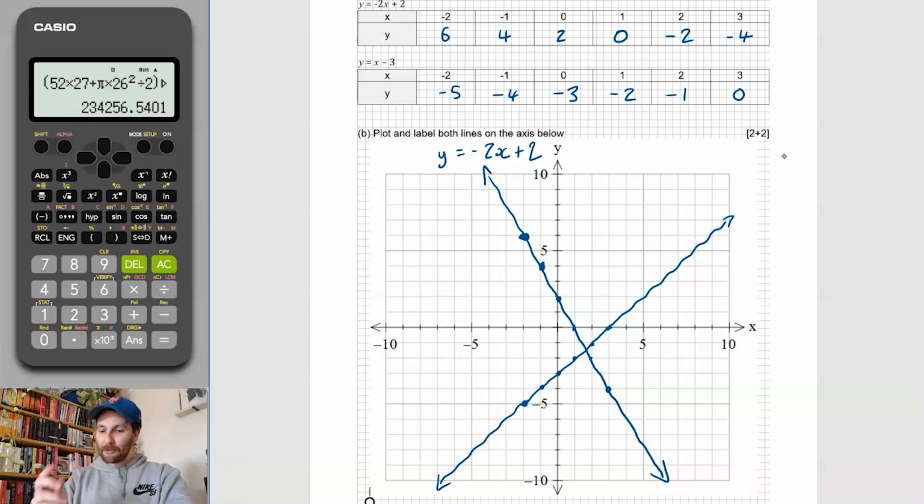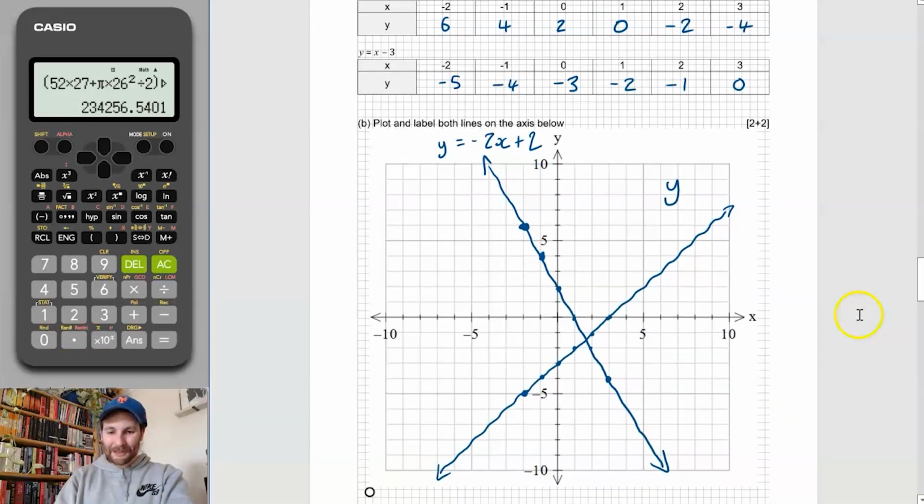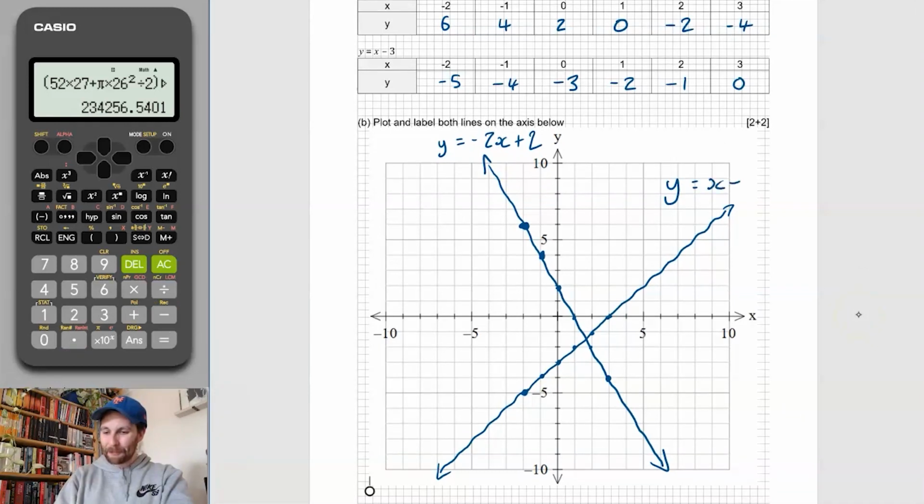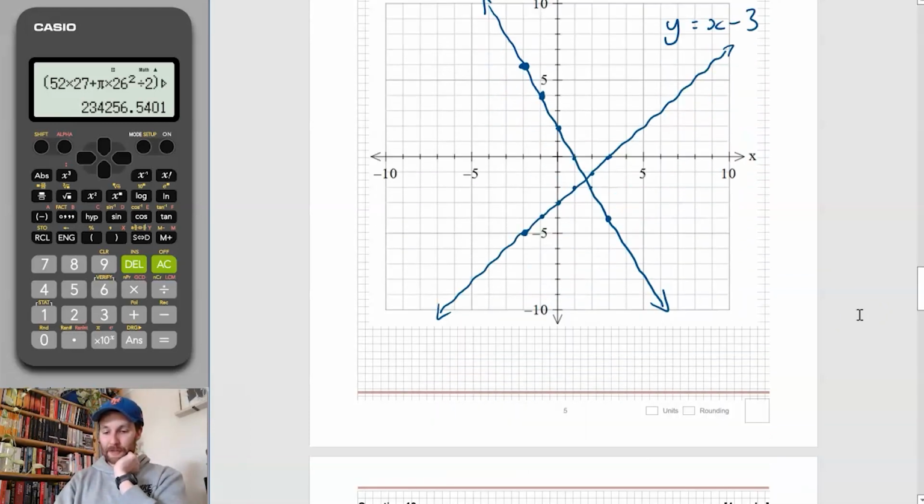Okay, don't forget you have to use a ruler. You're not allowed to have a wobbly line like this, but under the circumstances, it's the best that I can do. Okay, label your line with the equation. Don't forget your arrows. Don't forget your ruler. I know I've said that 10 times, but that's fine.